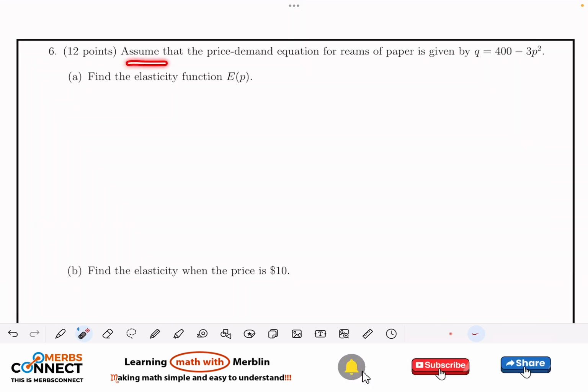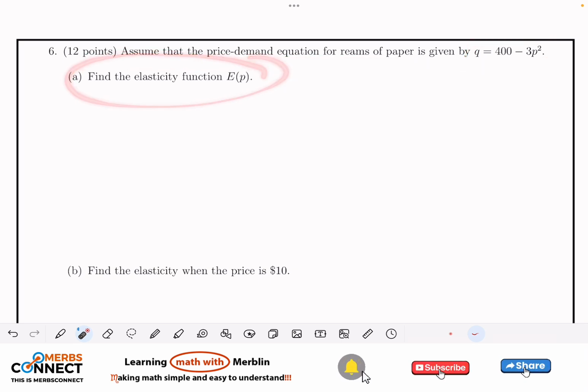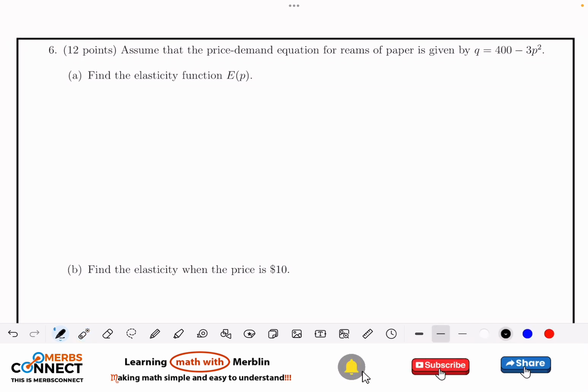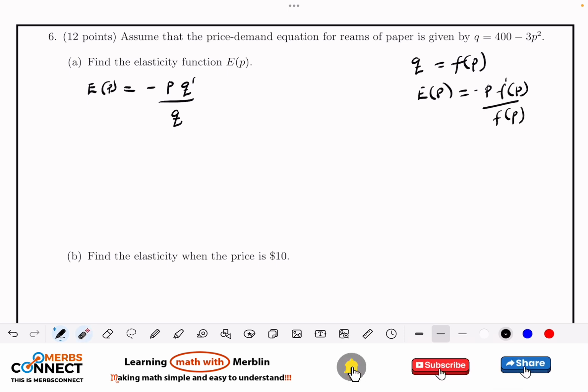So question 7, we have the price demand function to be this. We want to find the elasticity function. So the first thing that we need to do is, what is the formula for finding this? It's -P Q' divided by Q. Don't forget Q is the same as f(P). So either you use E(P) = -P f'(P) divided by f(P), or Q' over Q. I'm using Q because they've given us Q here.